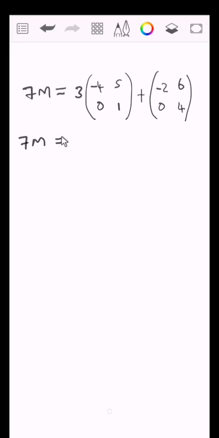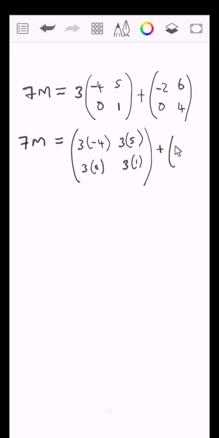Kana chiti scalar multiplication tiri kuti 3 iri kunzei icha multiply every term within the matrix. Kureva kuti iko zvino tavana 3 ichi multiply minus 4, tina 3 ichi multiply 5, tina 3 ichi multiply 0, tina 3 ichi multiply 1. Then again it's plus [-2, 0; 6, 4]. If you come to think of it, muchaona kuti zvataita pa scalar multiplication zvakafanana nezvatinoita kana tichi remove ma brackets or kana chita expansion of brackets.